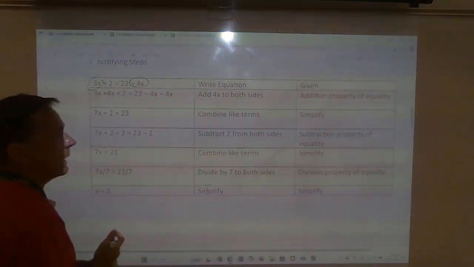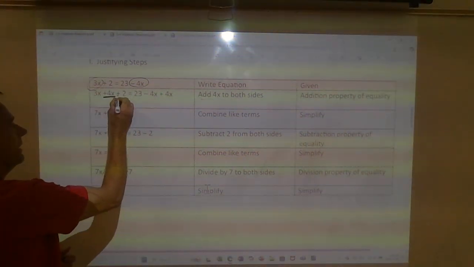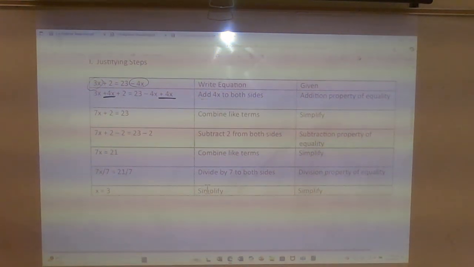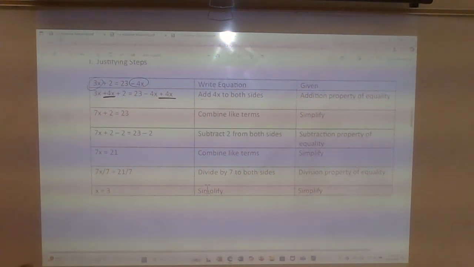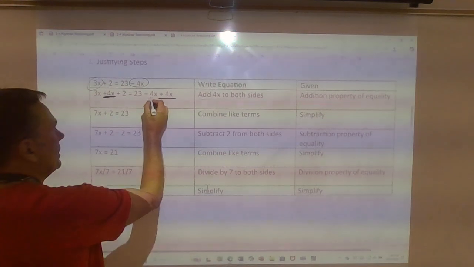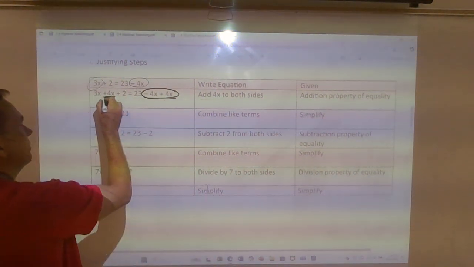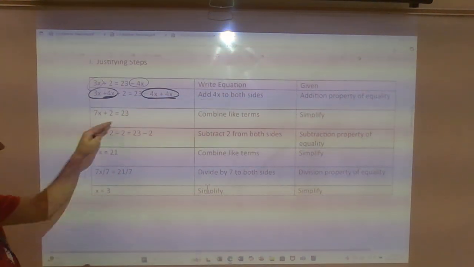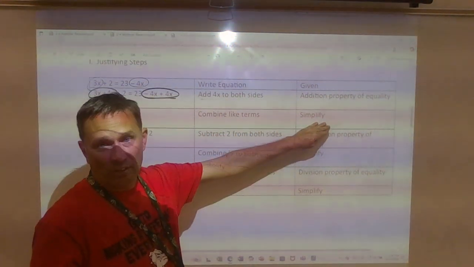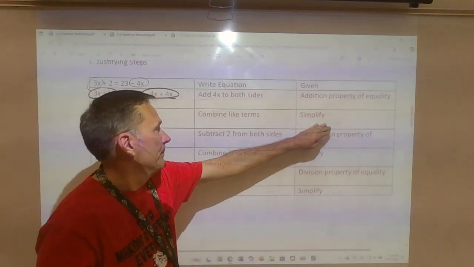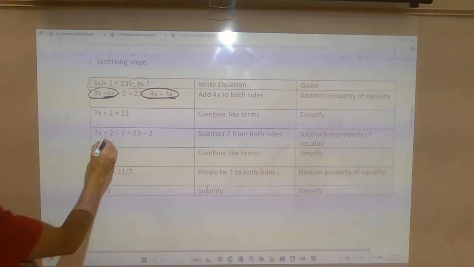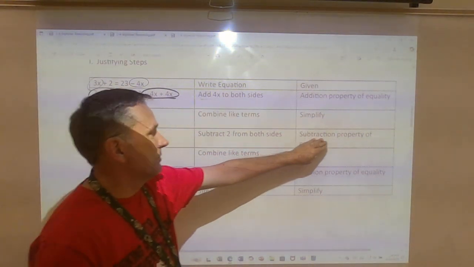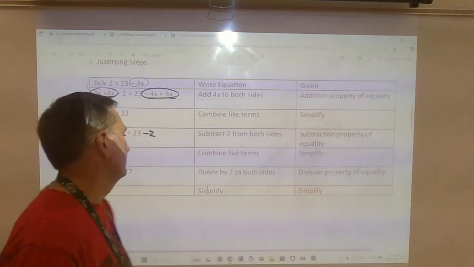This is the addition property of equality. We're adding 4x to both sides. That's where the equality comes into play. Now, after we do this, we can combine these two terms and these two terms and get 7x plus 2 equals 23. So our rationale here is we simplify. Now we want to subtract 2 from both sides. This is the subtraction property of equality.